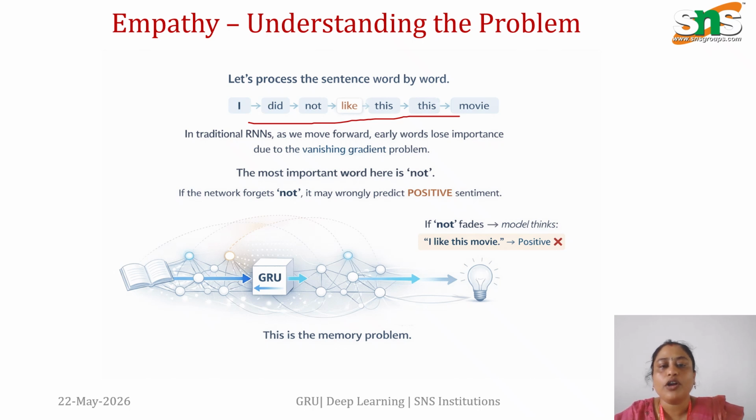This "not" should not be forgotten by the recurrent neural network model. If the network forgets "not", it may predict positive sentiment. It may give the wrong assumption. So for this type of problem, we have to go for gated recurrent units or the LSTM. We have seen what LSTM is. Now let's see what GRU is. GRU is widely used because it is even faster to train than LSTM.